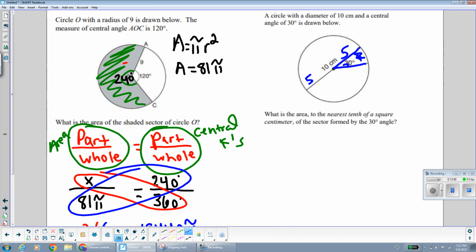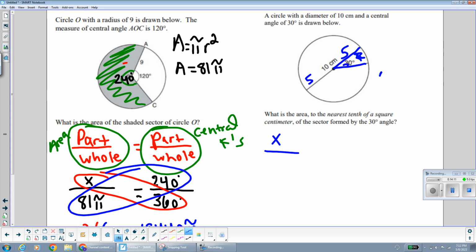So let's set up our proportion. We're going to use part over whole equals part over whole. Remember, area is on one side. If it was arc length, arc length would be on one side, and the circumference of the whole circle. But since it's a sector area question, we're going to be talking about areas. So we don't know what the area of the sector is. That's what we're trying to find. So I'm going to label that as X.